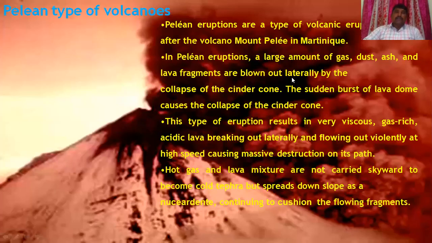Mount Pelee is a volcano at the northern end of Martinique Island, a French Overseas Department in the Lesser Antilles of the Caribbean Islands. The volcano is famous for its Pelian-type eruption in 1902 that killed about 30,000 people. Most deaths were caused by pyroclastic flows, which destroyed the city of Saint Pierre.